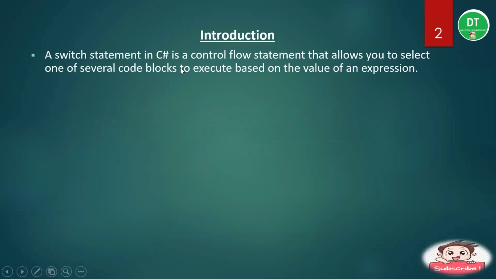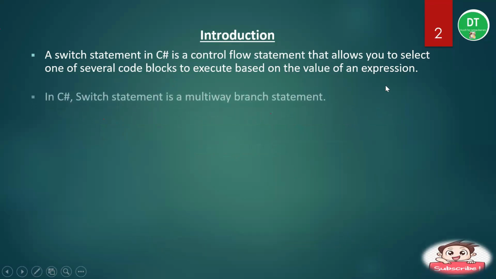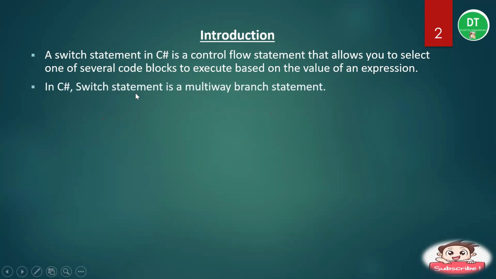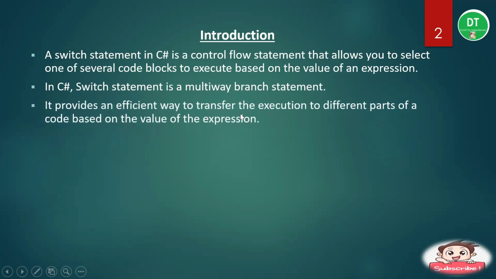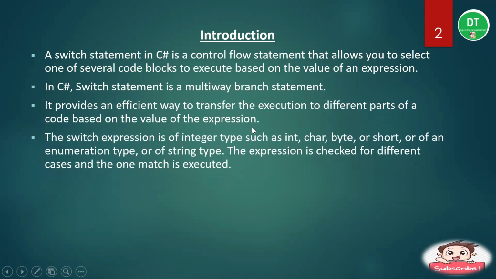A switch statement in C Sharp is a control flow statement that allows you to select one of several code blocks to execute based on the value of an expression. In C Sharp, the switch statement is a multi-way branch statement. It provides an efficient way to transfer the execution to different parts of a code based on the value of the expression. The switch expression is of integer type such as int, char, byte, or short, or of an enumeration type or of string type. The expression is checked for different cases and the one match is executed.